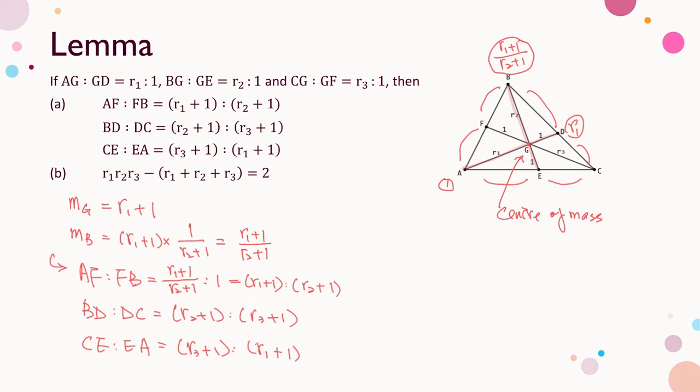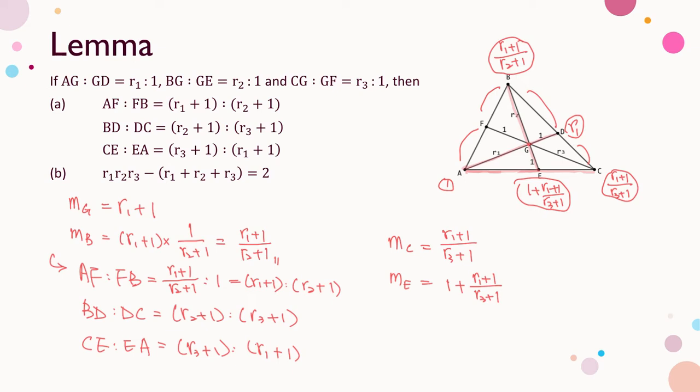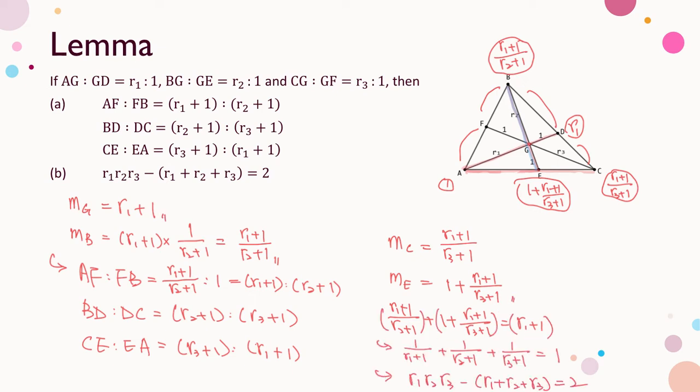From part A, we have the mass of B equals r1 plus 1 over r2 plus 1. Similarly, we have the mass of C equals r1 plus 1 over r3 plus 1. Consider the ratio on line segment AEC. The mass of E: add up the masses at the two ends. Consider the masses on the line segment BGE. We add up the masses to get the total mass of the side. So we got this. Further simplifying, we have an elegant result: the product of r1, r2, r3 minus the sum r1 plus r2 plus r3 is equal to 2.